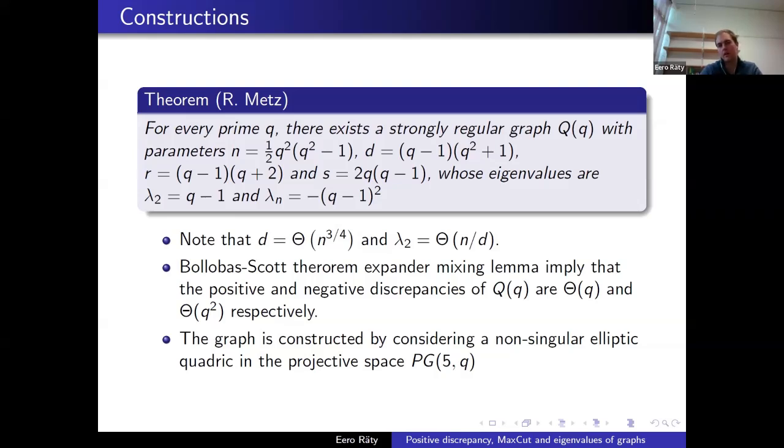So by the observation I mentioned earlier, this automatically implies that the positive discrepancy is going to be lambda2 times n, and the negative discrepancy is going to be lambda n times n. So this gives us an example where the positive discrepancy is going to be n squared divided by d. This only does it for this particular d, but I claim that we have a construction for any smaller d. Well, we can just take a random induced subgraph of this graph.